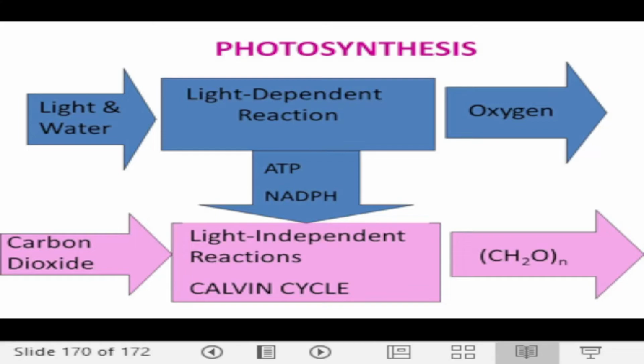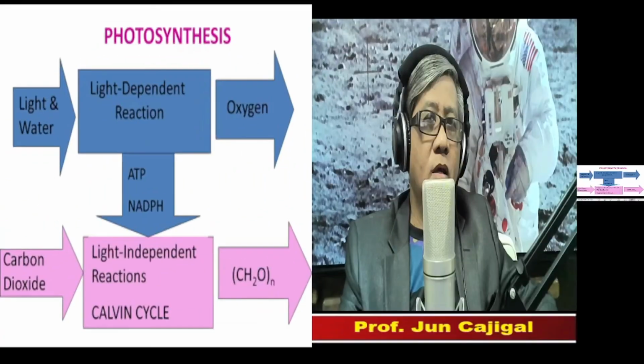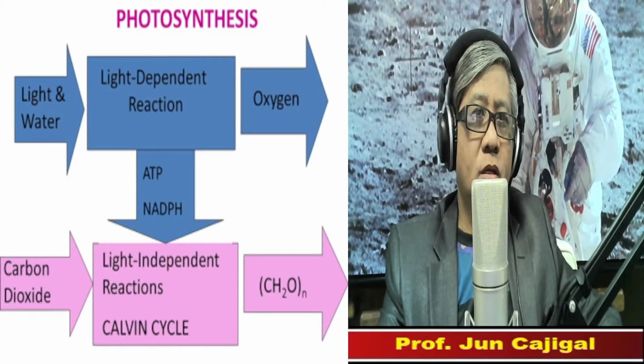Then eventually carbon dioxide enters the Calvin cycle and it will undergo a 3-step biochemical pathway. In step 1 we have carbon fixation, step 2 is reduction, and step 3 is regeneration of RuBP, forming sugar. Alright, so that's the photosynthetic process undergone by plants or autotrophs. At this point, let's watch this short video about the Calvin cycle.